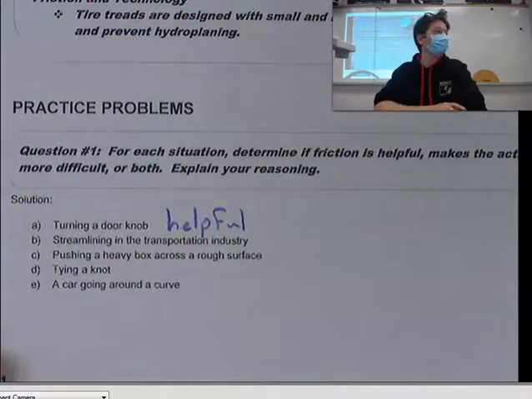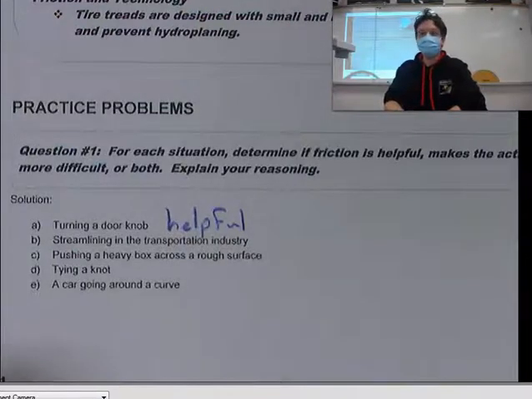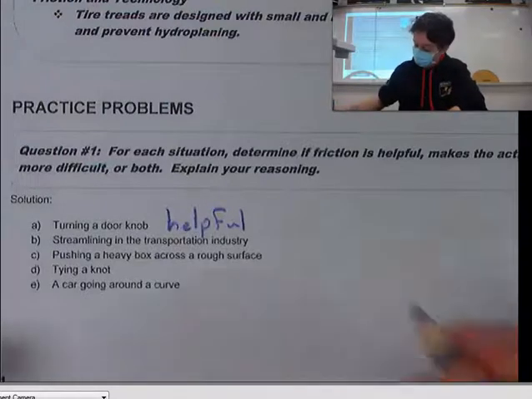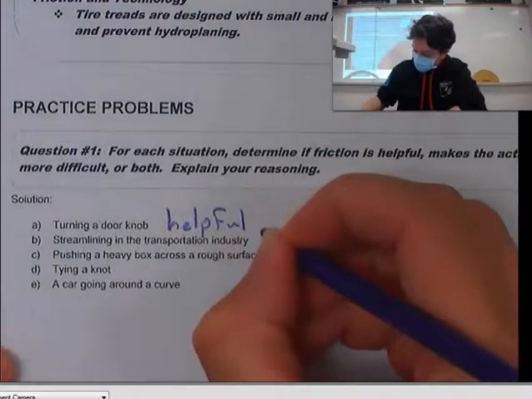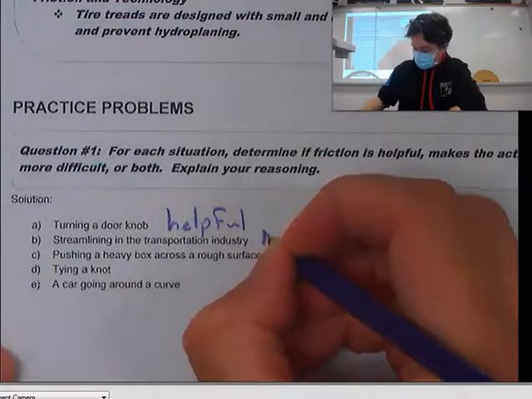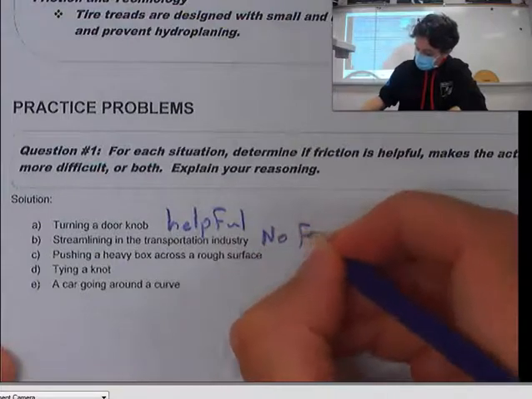Streamlining. So like I talked about before, do you want a lot of friction if you're driving the Nissan Cube on a highway? No, you probably want something that's a little bit more streamlined. So in this case, we don't want friction. I'm just going to write no friction. We don't want friction.